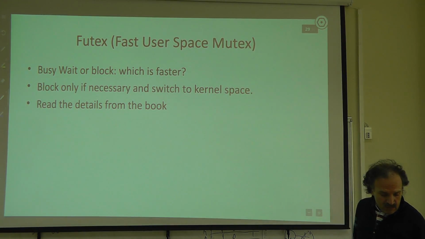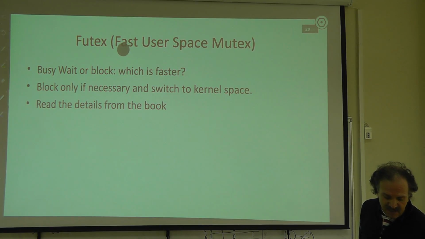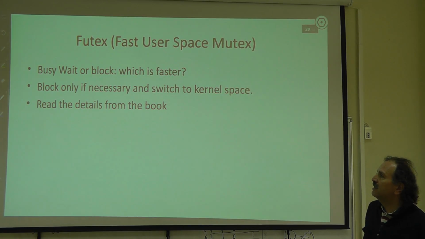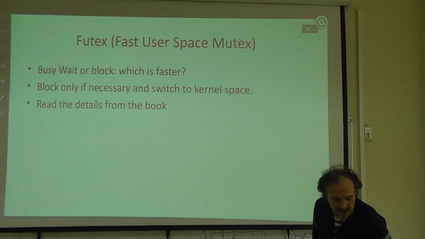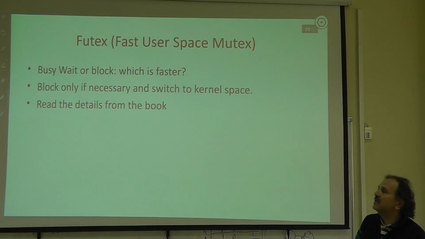So there is a new notion of fast user space mutex. It says that it uses the best of both worlds. It blocks only if necessary and switches to kernel space. Otherwise, you stay in the user space, so you don't call any operating system routines. You call your user space routines, and that user space routine, if it can handle the lock, it handles the lock. Otherwise, it switches to the kernel space. So this is the solution.